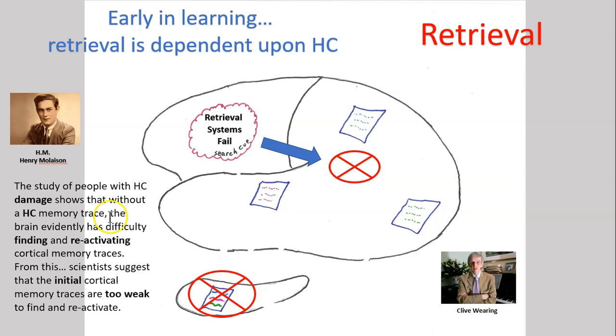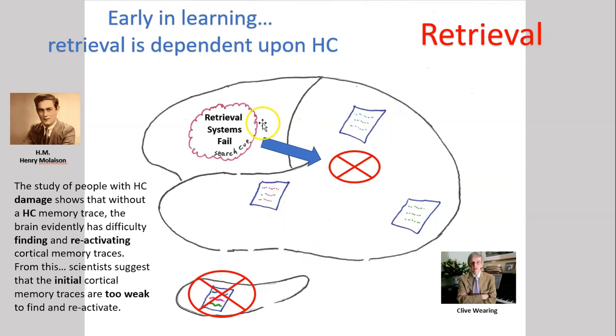And that evidence comes from people like H.M. and Clive. Now, Henry Molaison lived in the 1950s, and he had surgery to treat epilepsy, and the surgeons removed his hippocampus on both sides. Clive had a viral infection, and his hippocampus was damaged on both sides of the brain. And the study of people with hippocampal damage shows that without a hippocampal memory trace, the brain evidently has difficulty finding and reactivating cortical memory traces. And so it's from this kind of observation that scientists suggest that the initial cortical memory traces are too weak to find and reactivate.